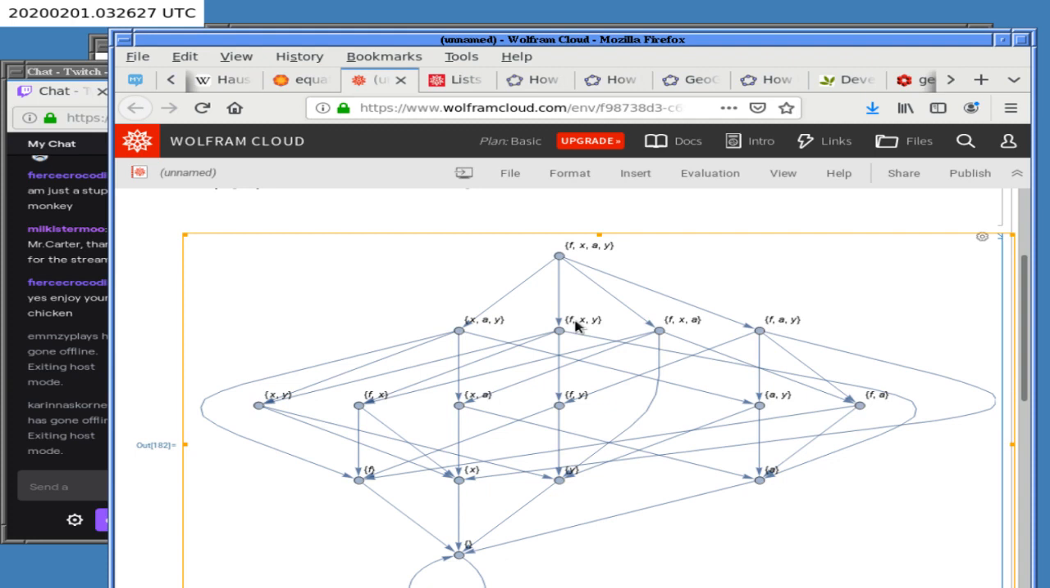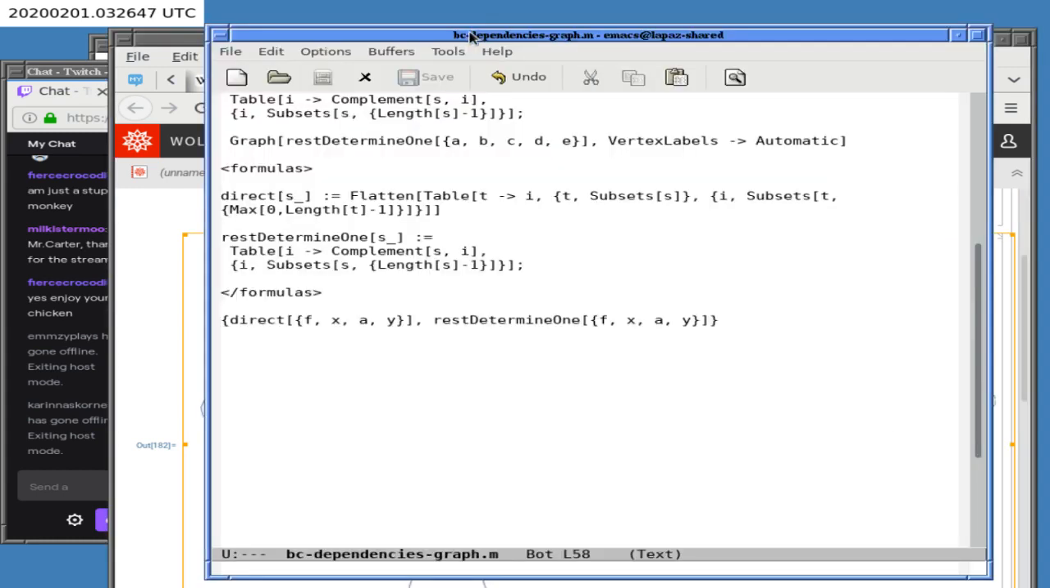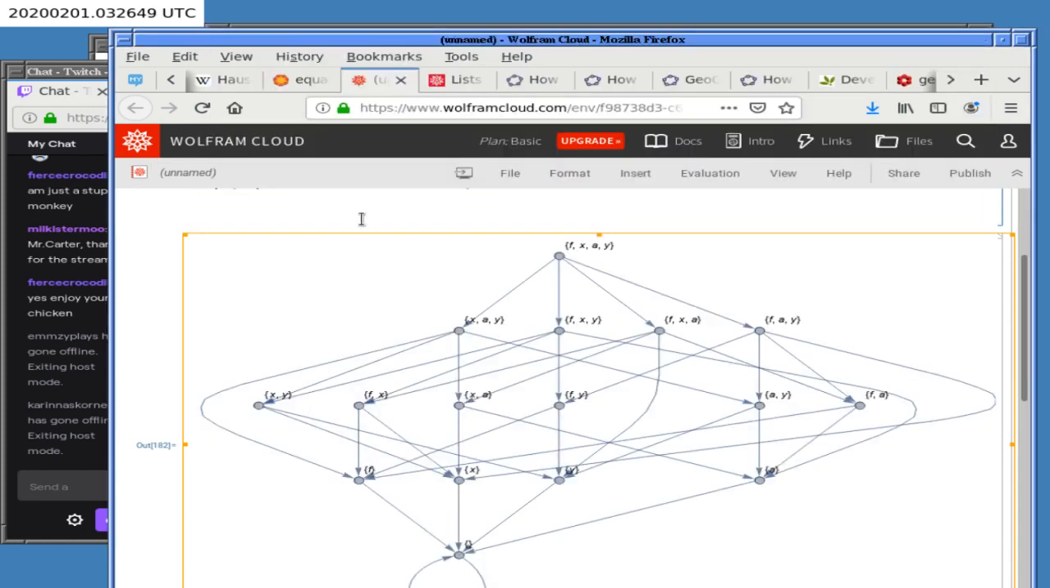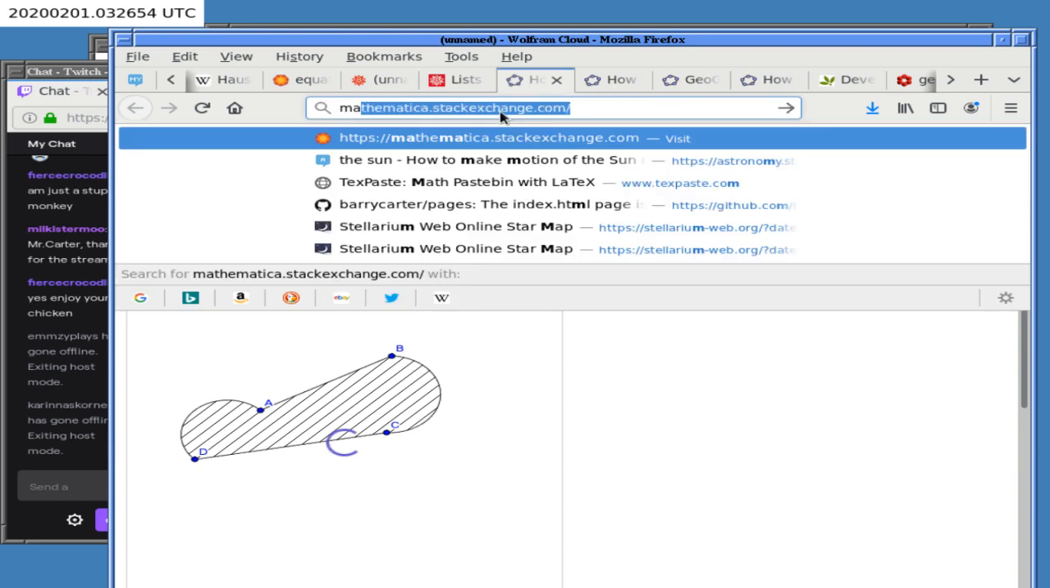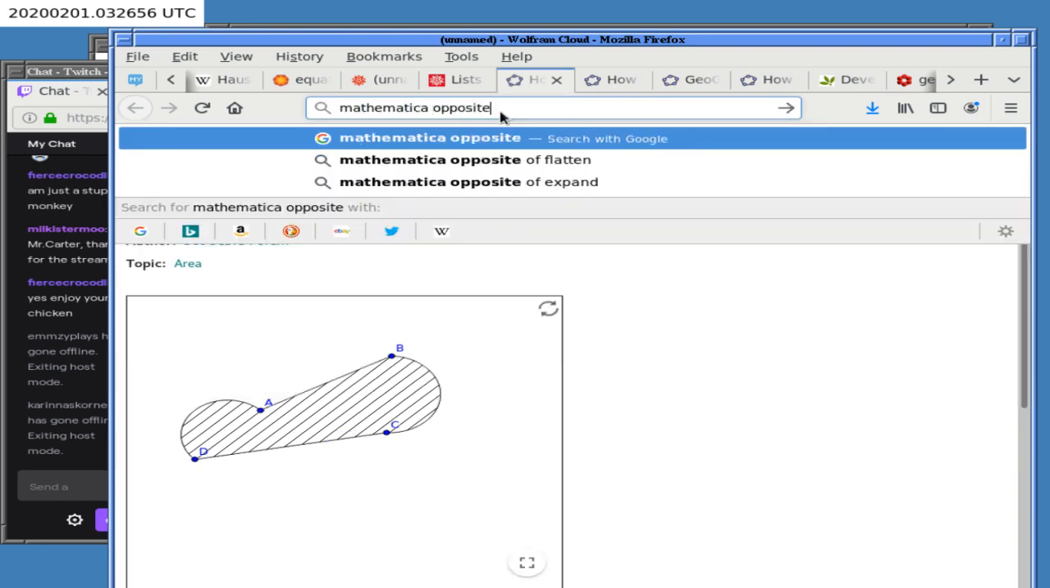there should be something called a transitive unclosure. I wonder if we can make this graph minimal in the sense of getting rid of any case where you have A goes to B, B goes to C, and yet A goes to C directly also. I don't know what that's called, but let's find out. Mathematica, opposite of transitive closure. Ooh.